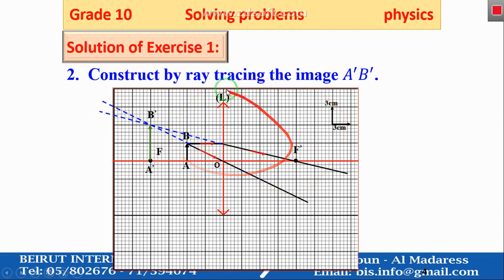As we notice from this figure in here, since A'B' and AB are on the same side, this means that this image is virtual image. And since it's virtual, it's an erect image. And since AB is upward and A'B' is also upward, this means that this image is erect and not inverted.